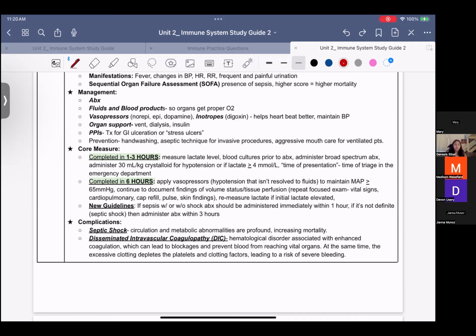So again, we're going to be giving fluid and blood products so that the organs can get proper O2, because again, they're in that intravascular space, but now they're going to the interstitial space. Antibiotics, of course. And then it just says the PPIs, like pantoprazole, things like that, just because it helps with GI ulceration or stress ulcers that you might get.